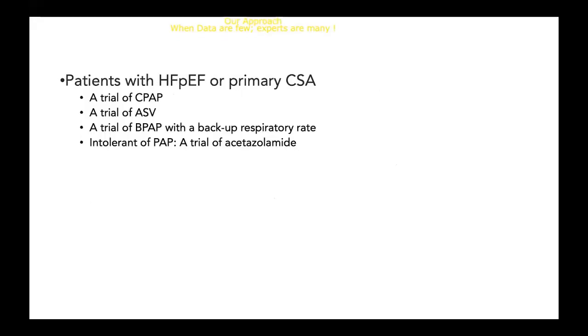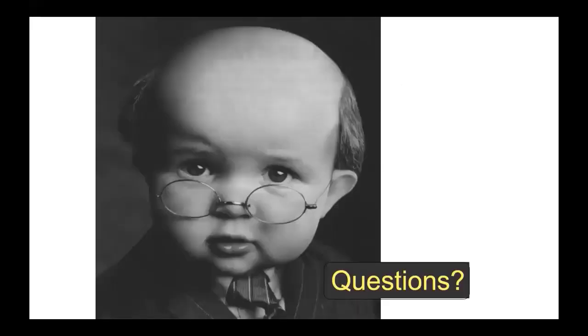Patients with preserved ejection fraction or primary CSA, we try CPAP. If it fails, we try ASV. And we try BPAP with backup rate. And I've had several patients whom I've tried on acetazolamide with their CPAP. So with that, I would stop and be happy to answer any questions if there's time.